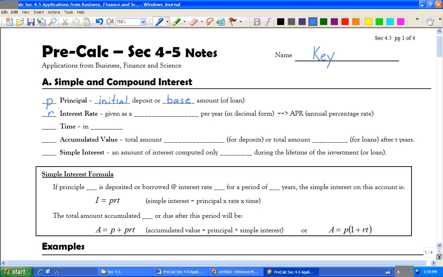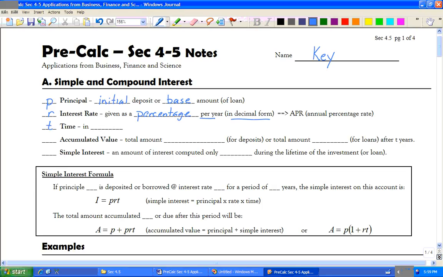Lowercase r is the interest rate, and it's given as a percentage per year, and we're going to use that in decimal form, so we move the decimal place over to the left. The APR you might have seen in looking at a car loan or a house loan or something like that. APR stands for annual percentage rate, and that's just the rate of your loan.